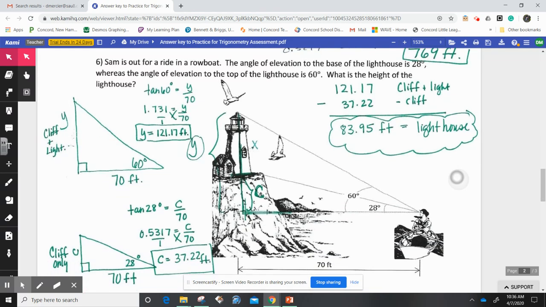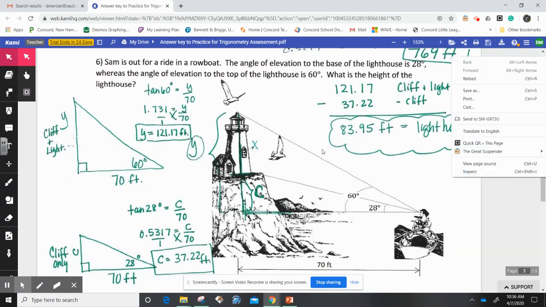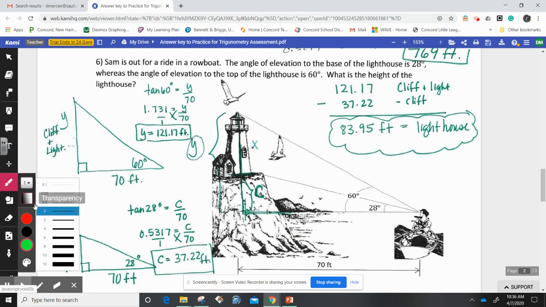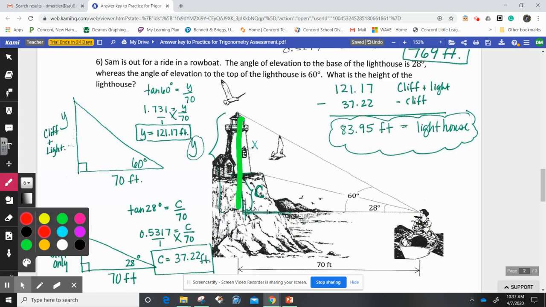See, Sam is out for a rowboat. Okay, so if I look at this problem, they're trying to figure out how tall this lighthouse is. So what we are going to do is find out what the height is from... let me make this a little bit bigger. I'm going to figure out what this length, that height, is. And then I'm going to figure out what this height is, and then I'm just going to subtract the two.